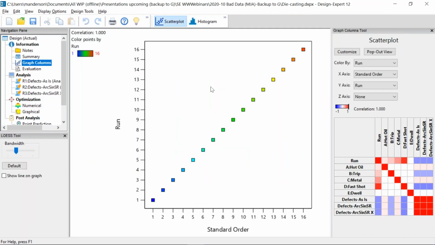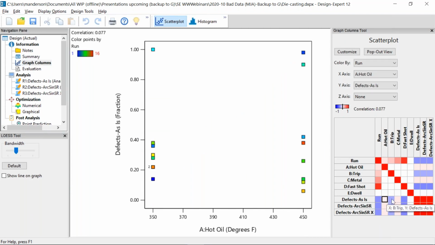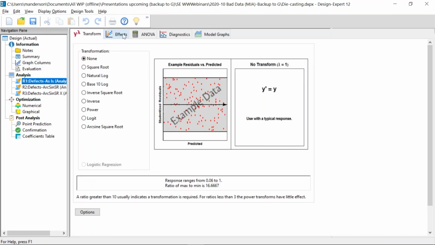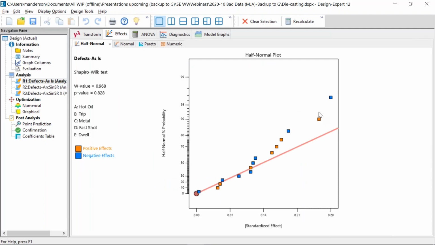And then the graph columns will give you an idea of the different individual factors. This is kind of a 1 factor at a time approach. It's not going to reveal interactions. And so now we take a look at the half normal plot, and this is where Dave was quitting and wanting his money back. Nothing was showing up, and so he gave up at this point.